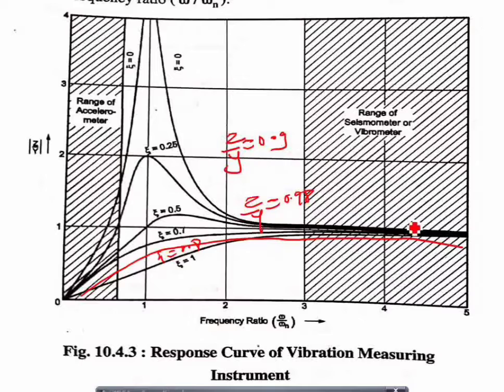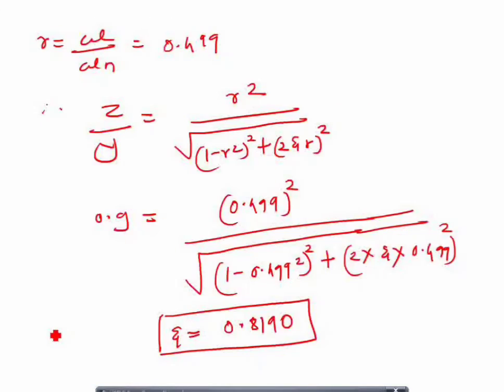Okay. So this is how this is related with the frequency response curve. I hope you understand this. Okay. So now once I calculate the zeta, they've asked you to find out the mass and the spring constant of the accelerometer.